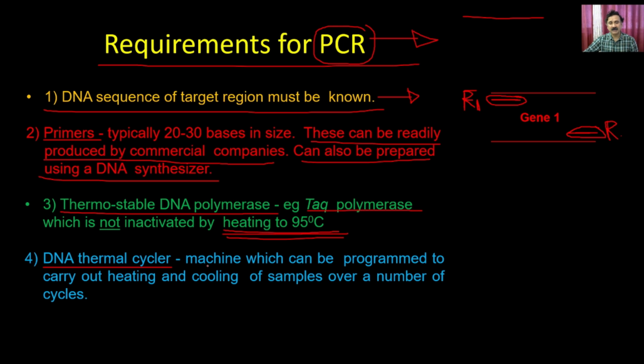Then you need a machine where you can perform the PCR reaction, and that is called the thermal cycler. It is a machine that can be programmed to carry out the heating and cooling of samples over a number of cycles.